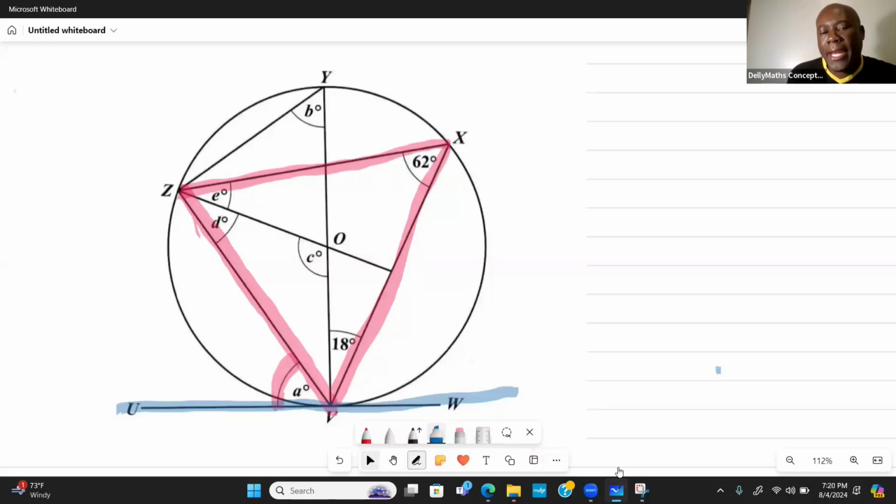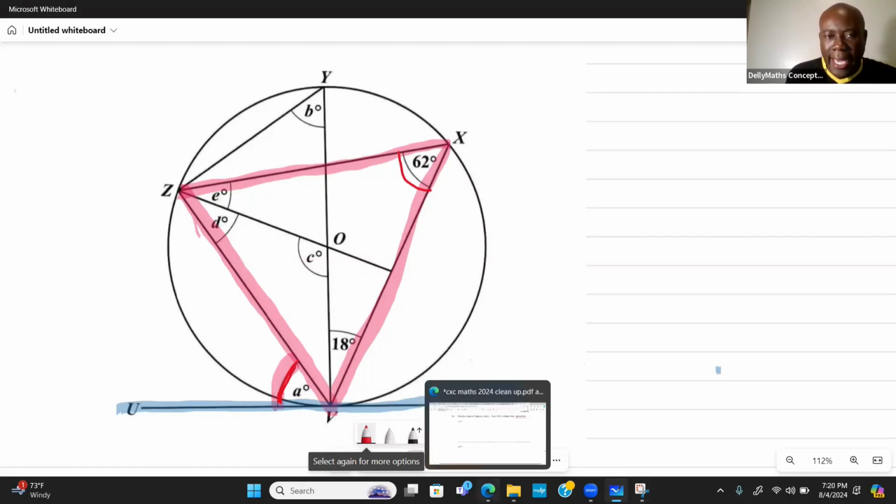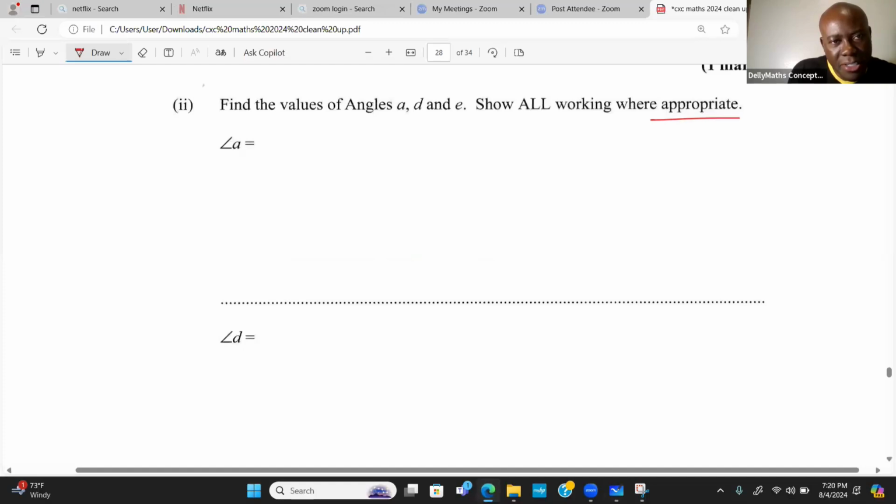Now, there is a theorem here that says that an angle formed between a chord and a tangent, which is A, is going to equal the angle in the triangle in the other segment. So it is called the alternate segment theorem. So A is equal to 62 degrees, and there's no calculation for that. They never suggested to give a reason for it, so I'm just going to put the answer, and it is 62.